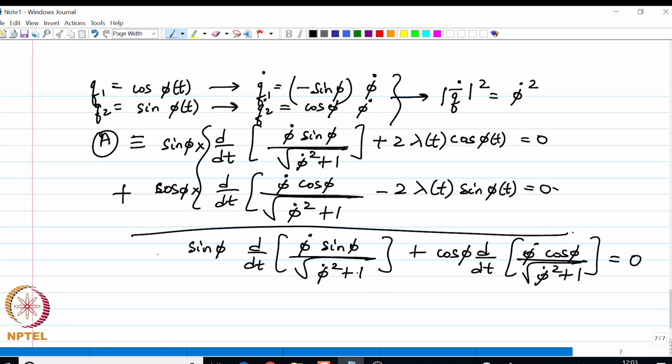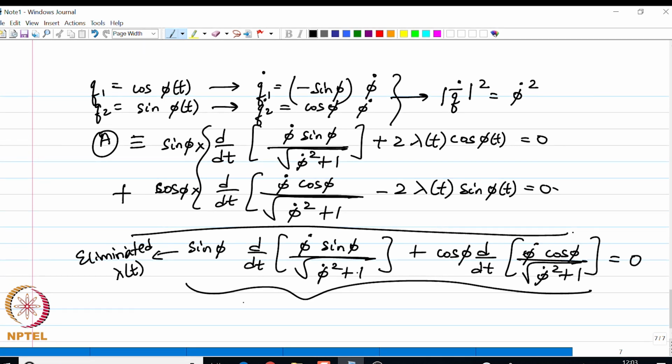So, we have eliminated one unknown, lambda of t, by doing that. Now, further we can see that this whole quantity is nothing but the derivative of the following quantity, the derivative of phi dot by phi dot square plus 1, right. So, this whole quantity is nothing but the derivative, and this is set equal to 0 on the right hand side, right. So, students can check.